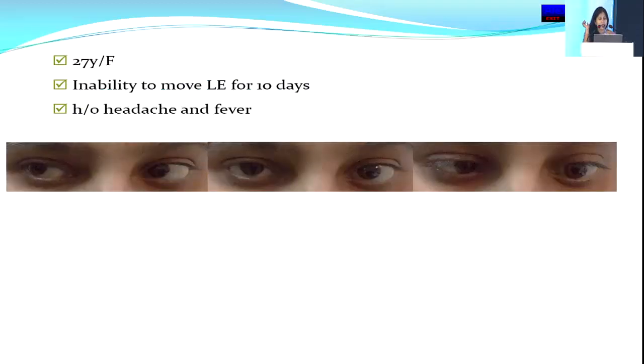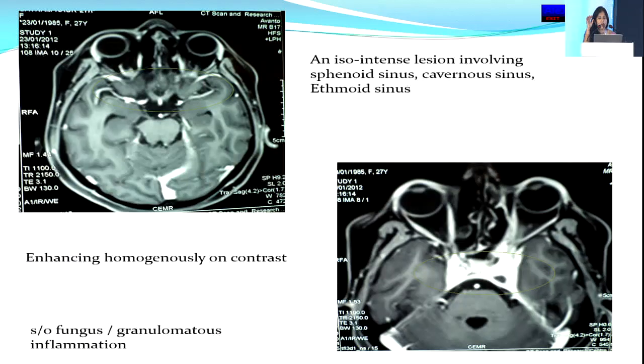We all know that. This is another very interesting case, so it can be a manifestation of something very sinister. A 27-year-old female presented with just an inability to move the left eye outwards for 10 days, with a history of headache and fever. On neuroimaging, this is what we get: an extensive inflammation involving all the sinuses of the brain. So sixth nerve palsy, one should never take it lightly, because it may be a manifestation of something very serious in the brain.